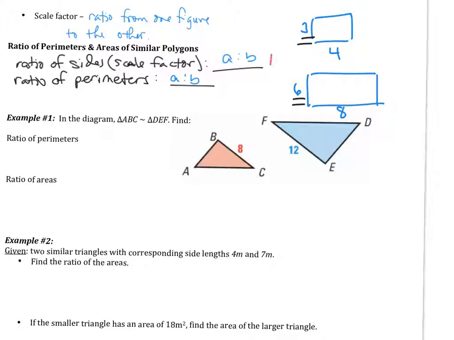So if our scale factor is 1 to 2, okay, what would the perimeter of the top rectangle be? What would the perimeter of this top rectangle be?